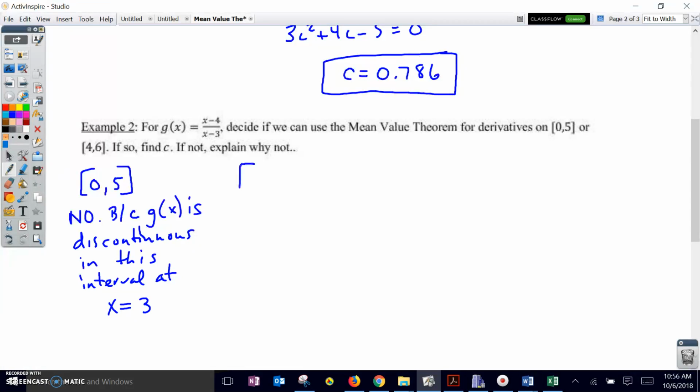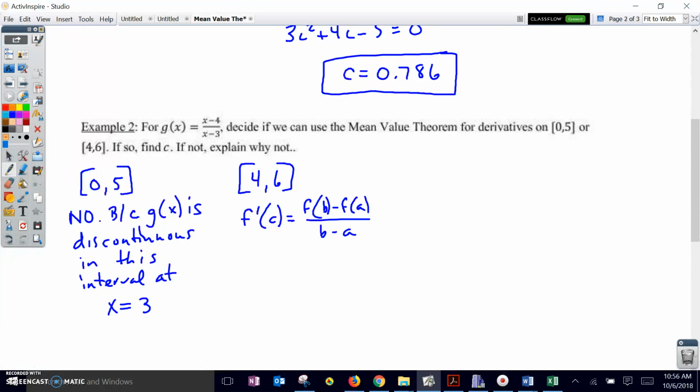But in the interval from 4 to 6, we have no discontinuities, no lack of differentiability in that interval, and so we can apply the mean value theorem there. So we want to set up f prime of c is equal to f of b minus f of a all over b minus a for this interval.